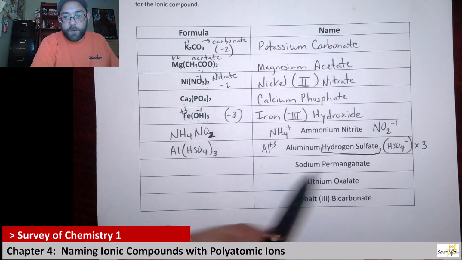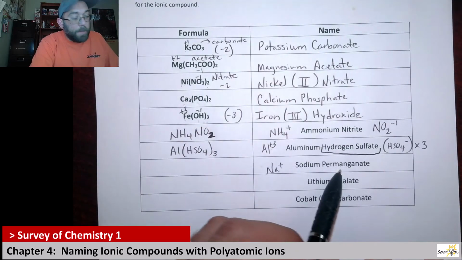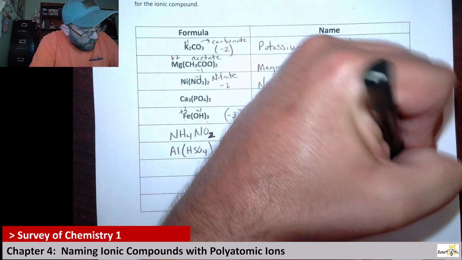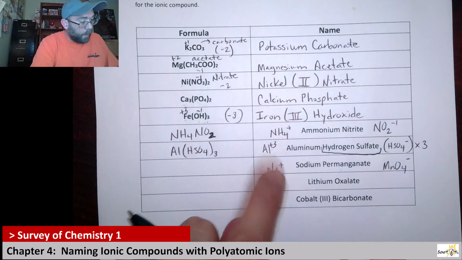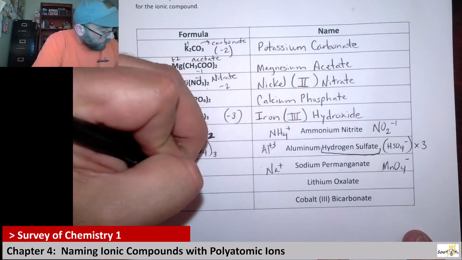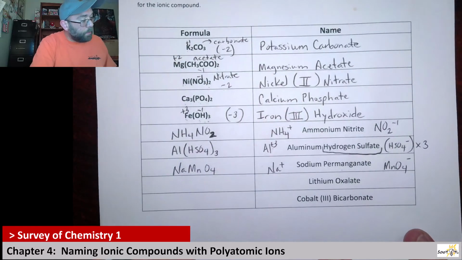Next up, we have sodium permanganate. Sodium's easy. That's Na+. Now, permanganate is weird. It's got a manganese and an oxygen, so it's actually MnO4, and it has a -1 charge. So you notice a positive one and a -1, so I really only need one of each to get a neutral compound. So I'm looking at NaMnO4, and there's my sodium permanganate.